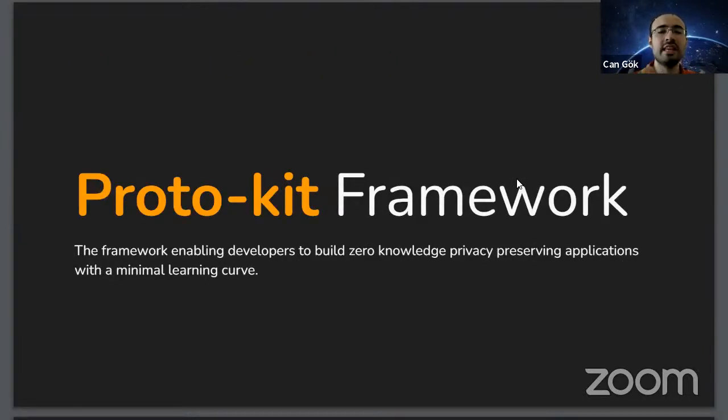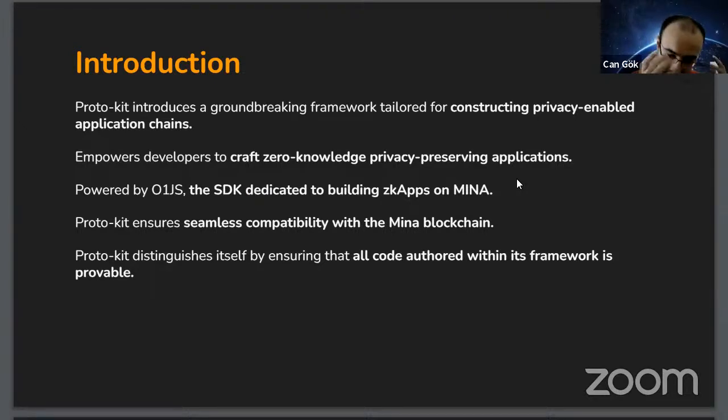And what if I told you that you can increase your speed in Mina with a framework called Protokit? Of course. In the description, you can see that the framework enables developers to build zero knowledge, privacy preserving applications with a minimal learning curve. And the minimal learning curve part is very important, because Protokit is very easy to understand, very easy to learn. You will see it in the examples. Protokit is very useful if you're trying to build something which is fast, which is scalable, which is easy to implement, and we will see it in a bit of detail.